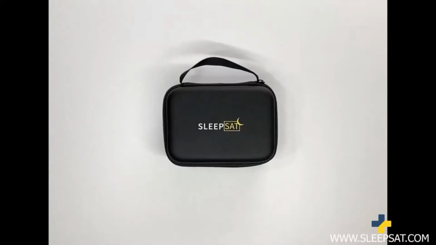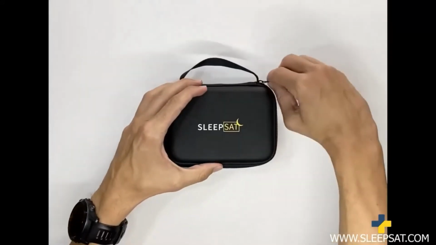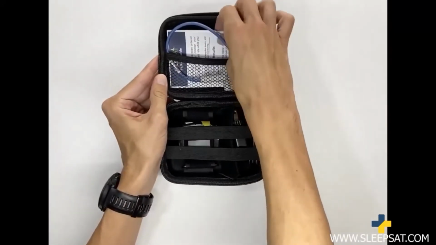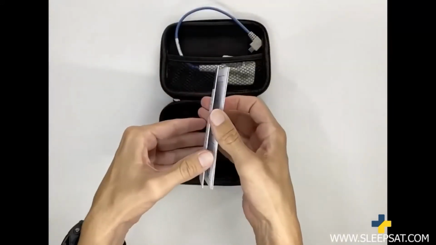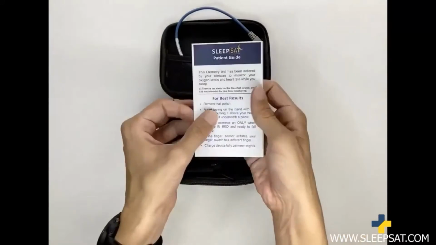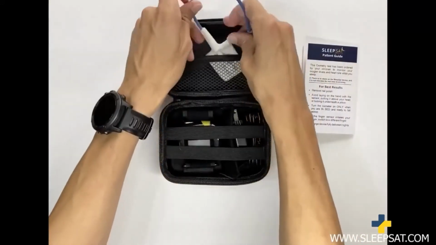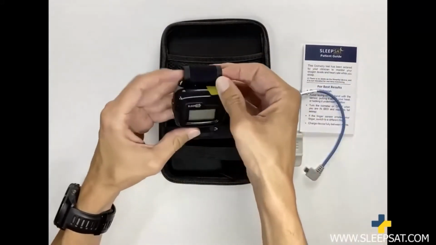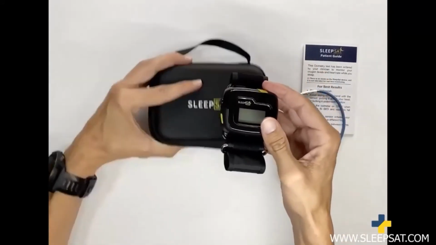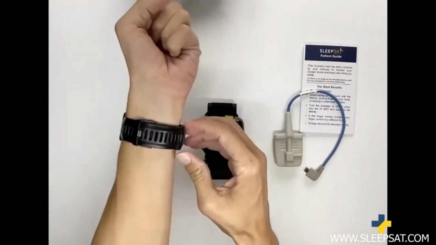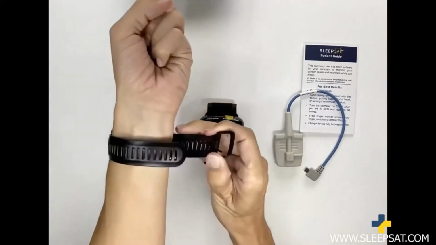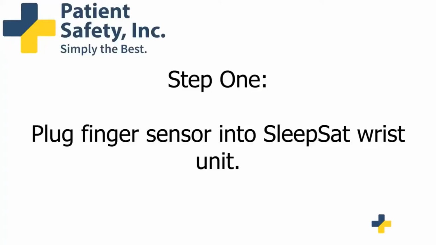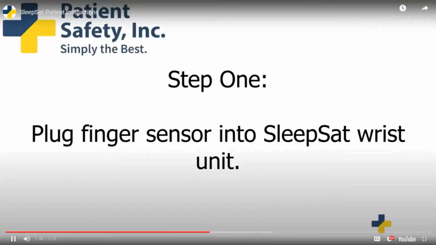To begin, take out the patient instructions, finger sensor, and the SleepSat device. Remove your watch and any jewelry you are wearing as well. When you're ready to fall asleep, step 1, plug finger sensor into SleepSat wrist unit.